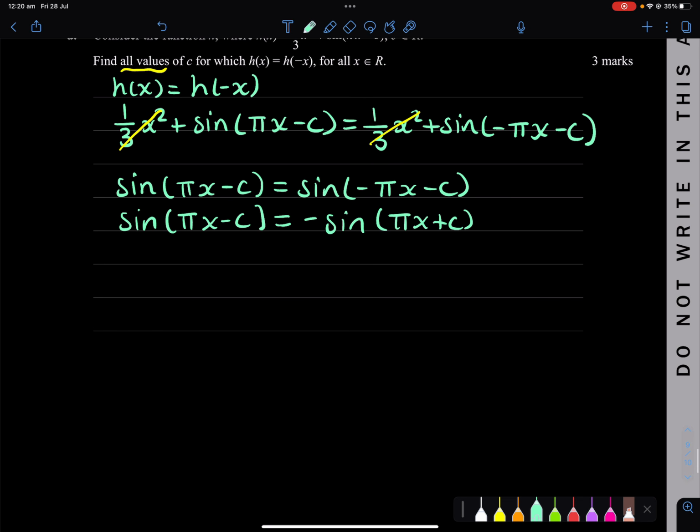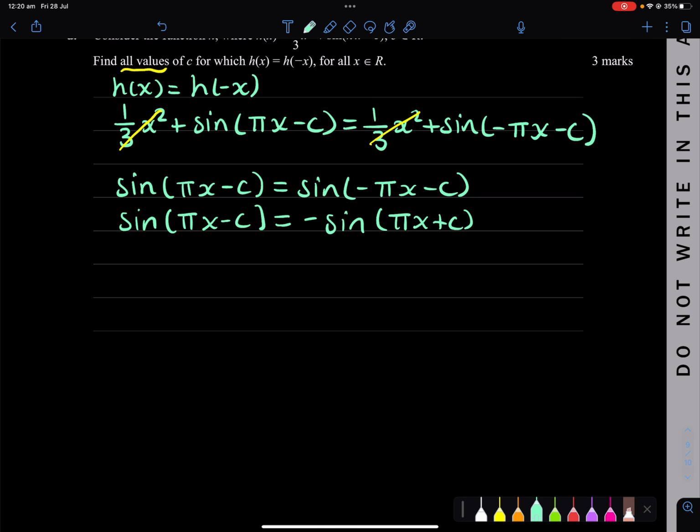If you did not understand what I did, we know that sine of negative theta is equal to negative sine theta. That's the property that I used over here. All right, what can I do here?